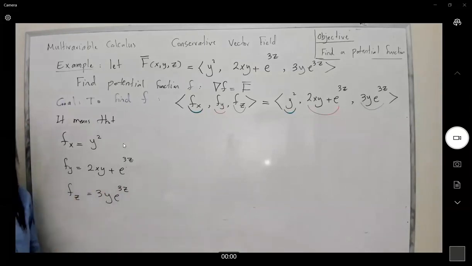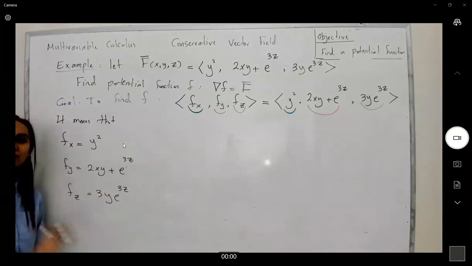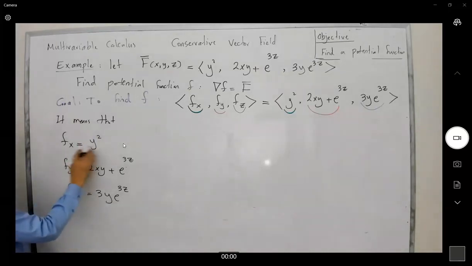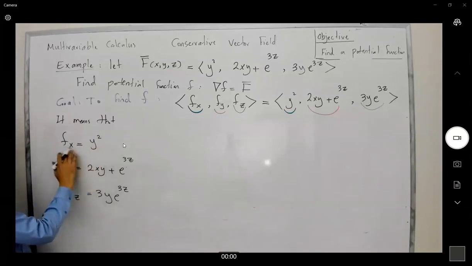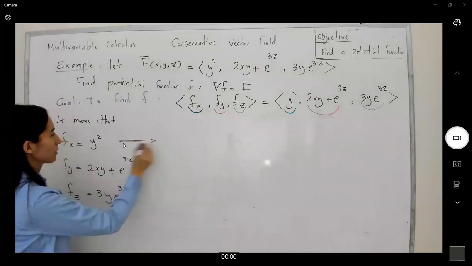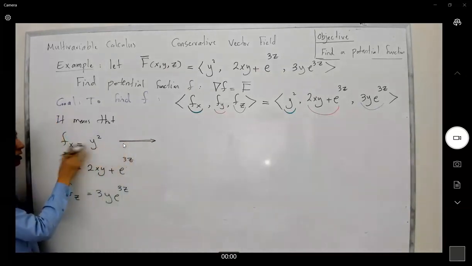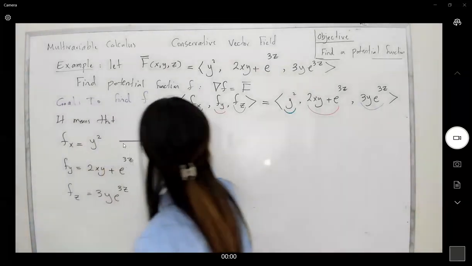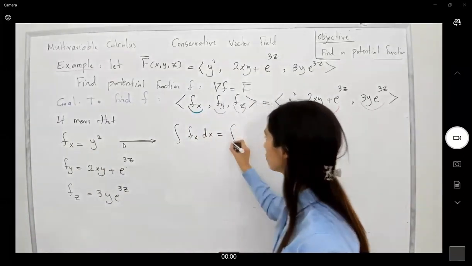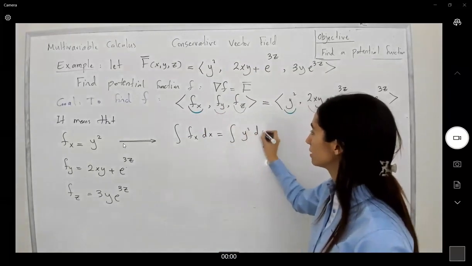It doesn't matter which one you start with. You get the exact same potential function for f. You can just select any of them. You can start by using f of x equals y squared. I'm going to start by taking the integral of f of x with respect to x and setting this equal to the integral of y squared dx.